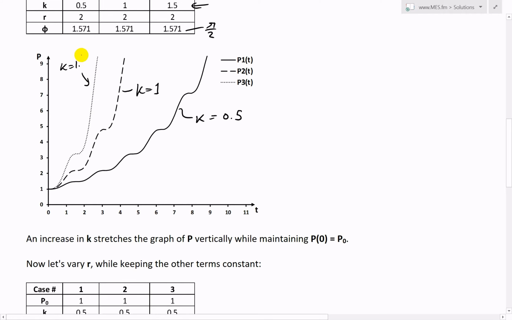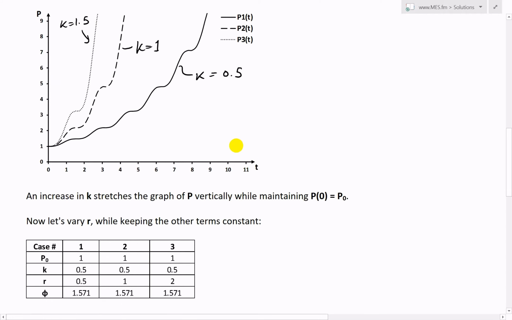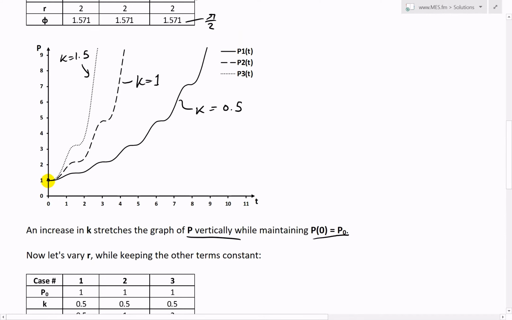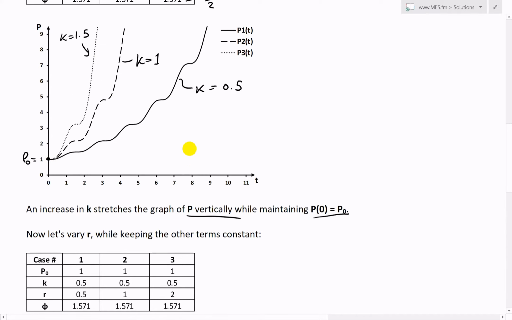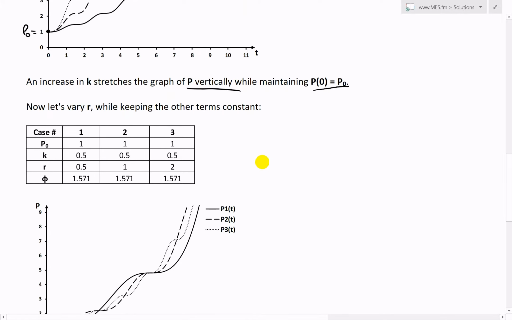From this we know that an increase in k stretches the graph of P vertically while maintaining P of 0 equals P naught. So P0 equals 1 just stays like that. And as you can see, when you change k, it just makes it more and more steep. In the second part, I varied r while keeping the other terms constant.